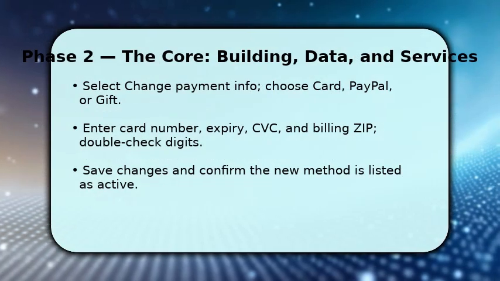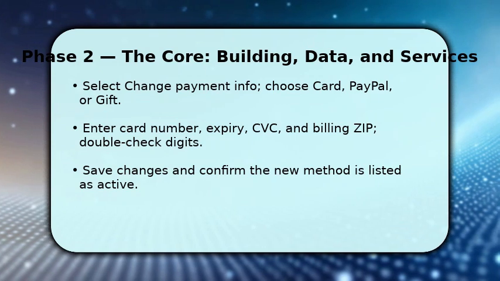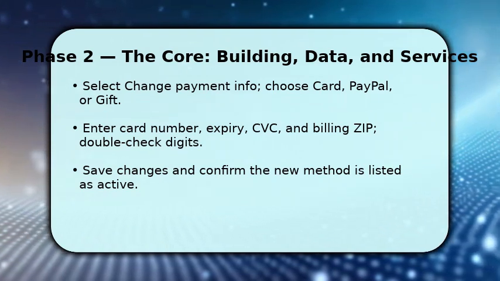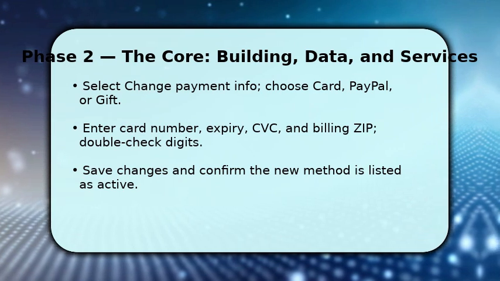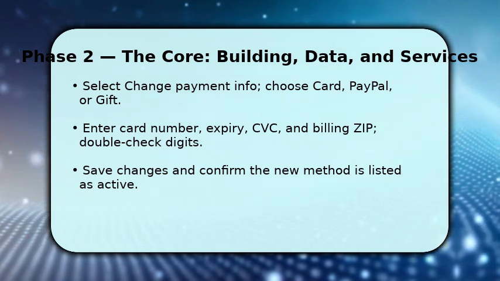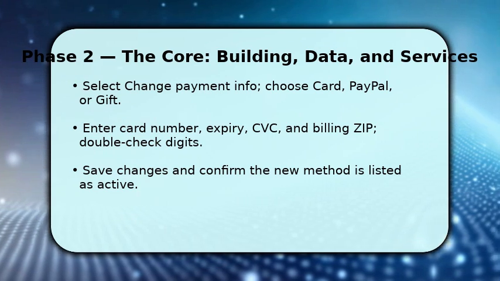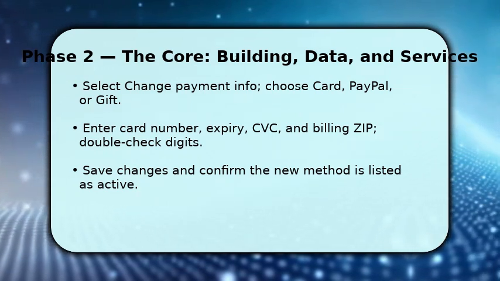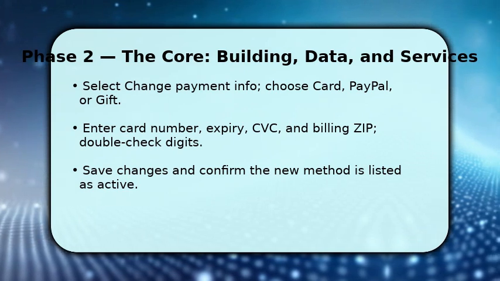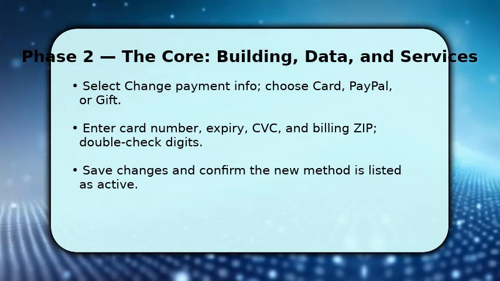You choose Change Payment Info and pick the method you want, card, PayPal, or gift code, because each follows a slightly different flow. For a card, enter number, expiry, CVC, and billing ZIP. This must match your bank record for authorization. For PayPal, you'll be redirected to log in and approve charges.